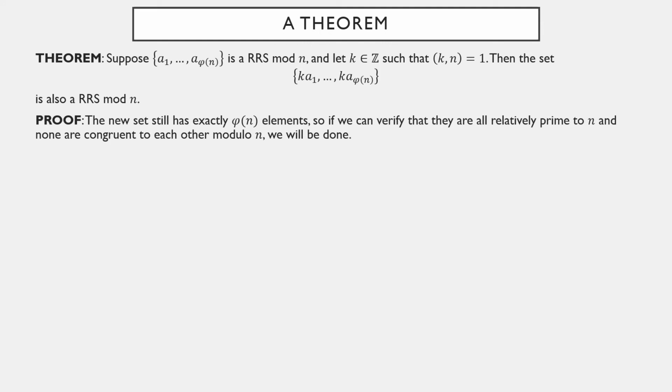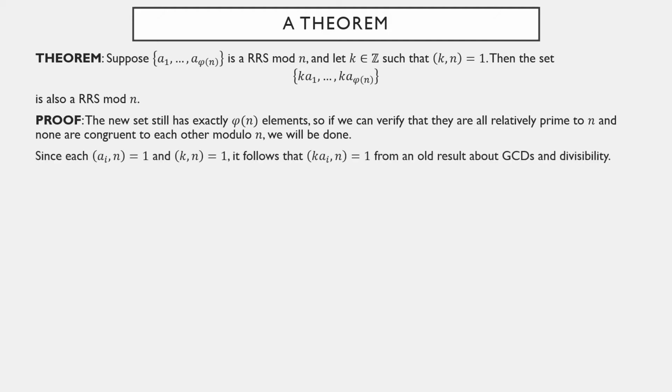Well, we definitely have phi of n elements, so what we need to do is verify they are all relatively prime to n, and no two of them are congruent to each other mod n. The first is pretty quick. The original set was assumed to be a reduced residue system mod n. Therefore, everything in the original set is relatively prime to n. Our assumption was that k is relatively prime to n, but if n is relatively prime to two numbers, it's relatively prime to the product, from a very old result about greatest common factors. Therefore, every element in our new set must be relatively prime to n.